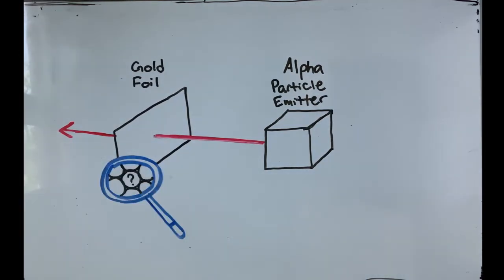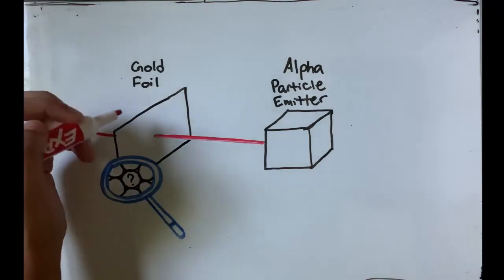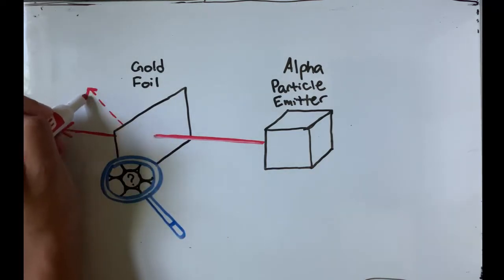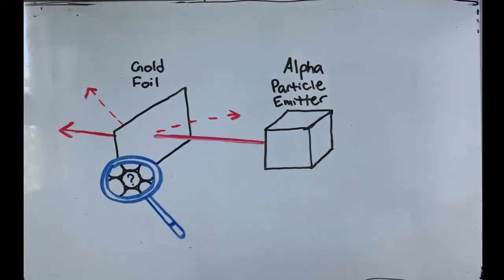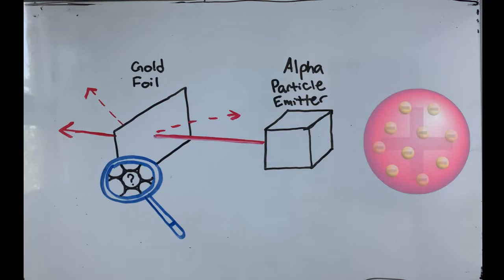When he conducted this experiment, however, he found that some of the particles deflected off course or even bounced back from the foil. It was already known that some sort of positive charge existed within atoms, if you remember the plum pudding model from the last video. But Rutherford also knew that the charge was so small that the positively charged alpha particles shouldn't have felt such a great repulsion and deflected greatly off course.